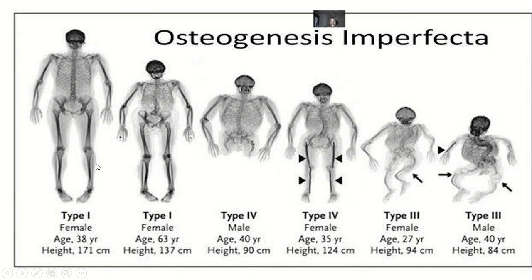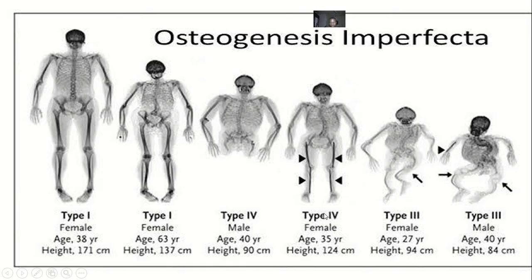Here we have a classical view of what osteogenesis imperfecta looks like. This is type 1 in a female who is 38 years old. You can see how the arrangement of the bones, how they are deformed. And this is the same type 1 in a 63-year-old patient. You can see how the hip bone is, the bones are malformed. And you can see type 4 in a 40-year-old male. Here you can see the deformity of the chest, how the vertebral column is malformed.